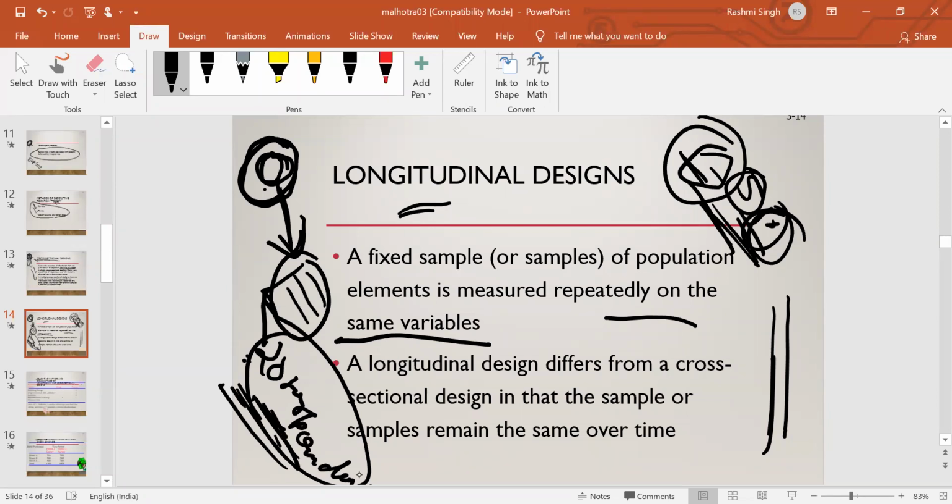That is, a fixed sample or samples of population elements is measured repeatedly on the same variable. See, longitudinal research design differs from the cross-sectional research design in that the sample remains the same over time. In longitudinal, your sample would be the same, but in cross-sectional, every time you want to collect data, you have to choose different samples. As its name suggests, longitudinal means long, so your sample will be the same. But in case of cross-sectional, you will use your sample only once.